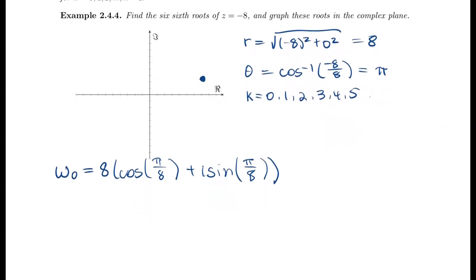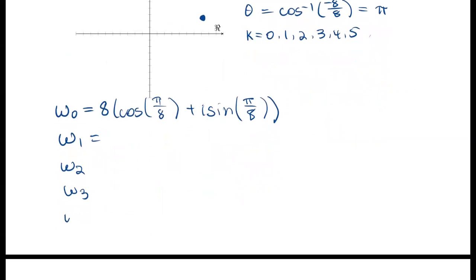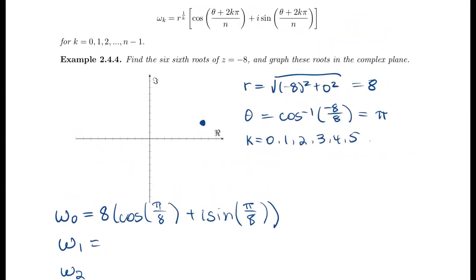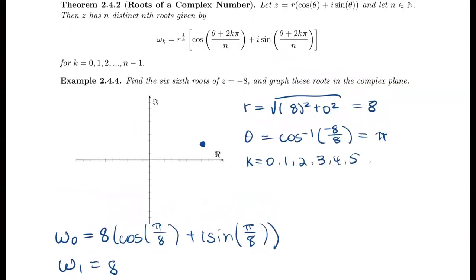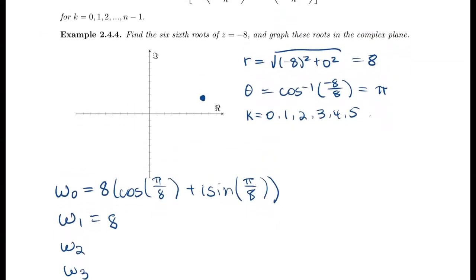And then omega 1, omega 2, omega 3, omega 4, and omega 5. So that would just be the modulus, which is 8, to the power of 1 divided by 6. Oh, sorry. The omega of 0 should just be in the first quadrant here, which is the 0th root. So it should be maybe there.